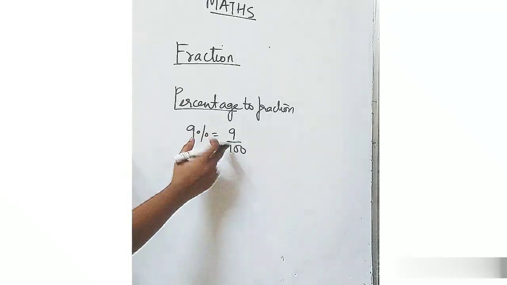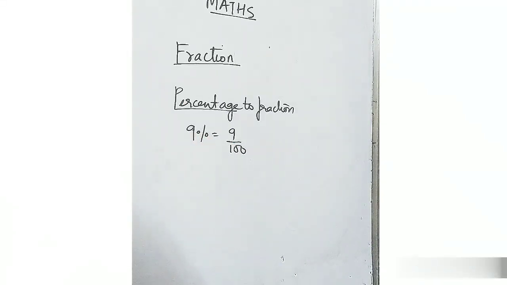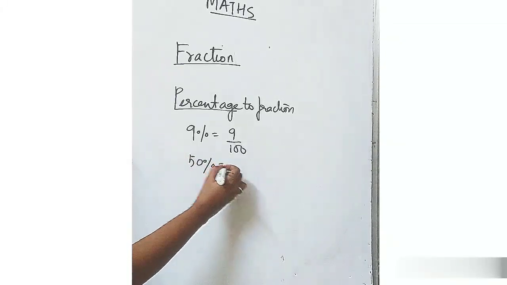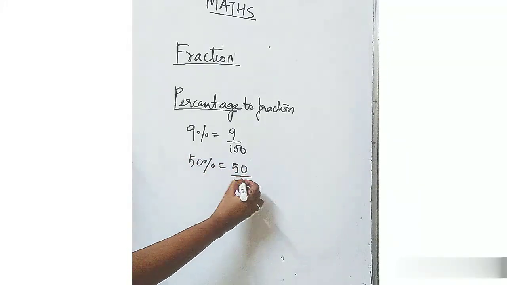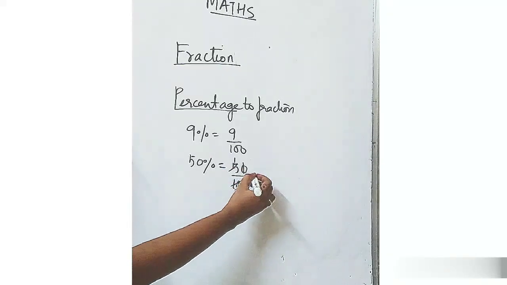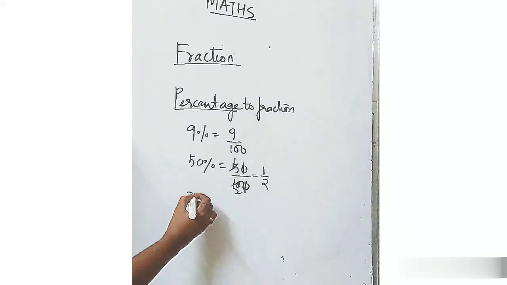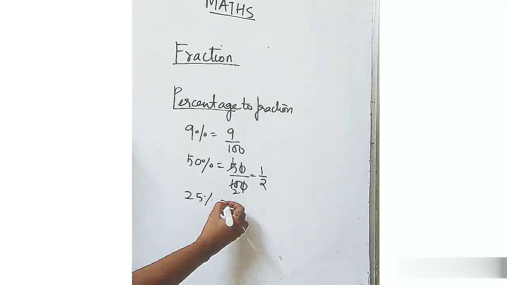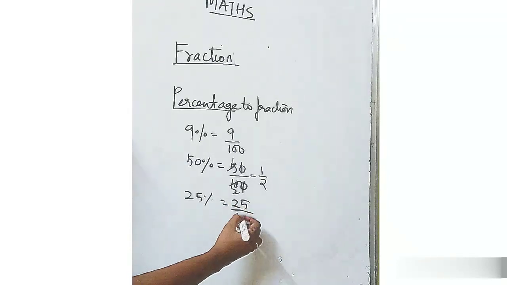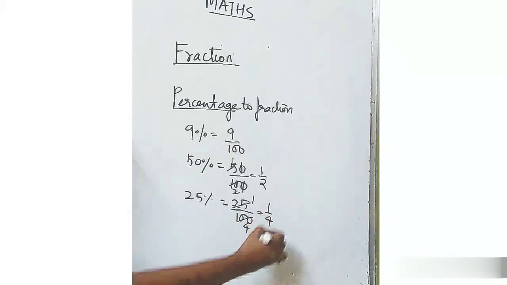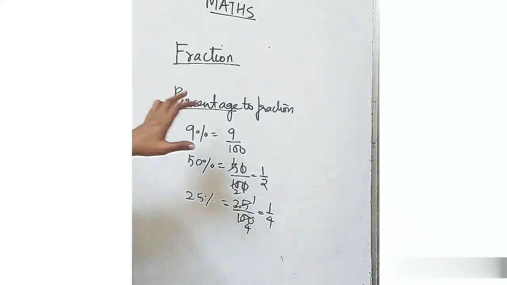We can simplify, but 9 and 100 will not come in any common table. Now I'll take another one. I'll take 50%. How will we write 50%, students? 50 upon 100. Can I simplify it? See, 5 ones are, 5 twos are. So the answer will be half. You know 50% is half only. Now I'll talk about 25% also. 25% means 25 out of 100. 25 ones are and this will be 4s are. So 1 upon 4. This is the way we carry out percentage to fraction, students.